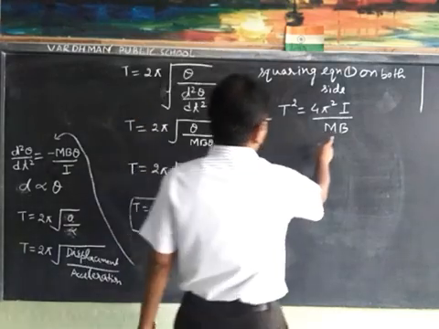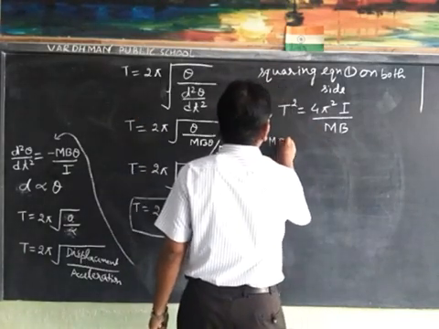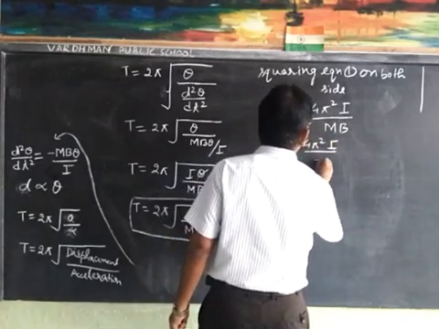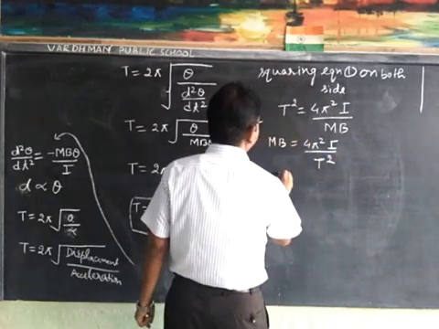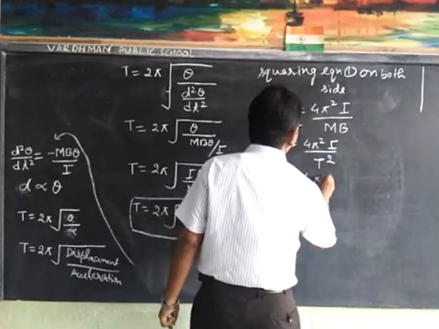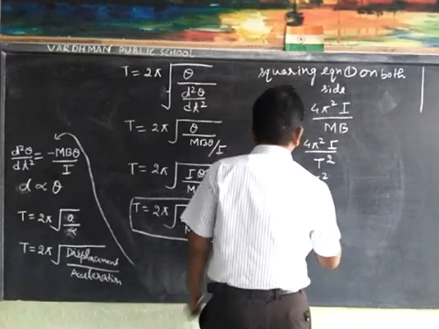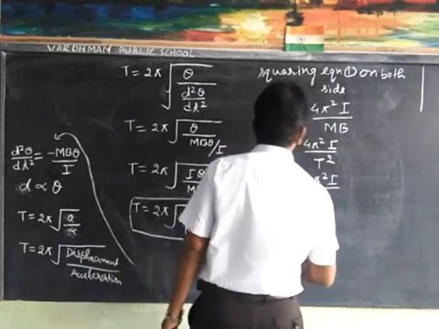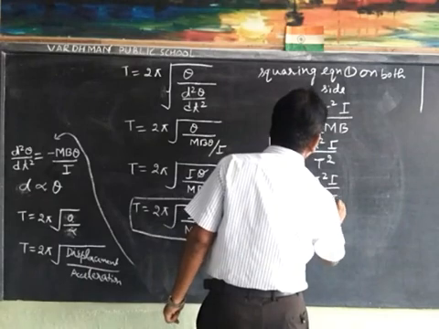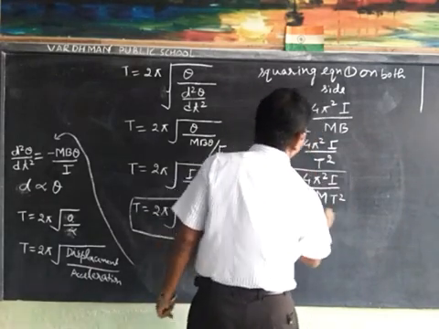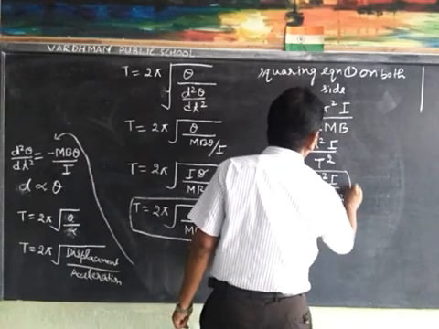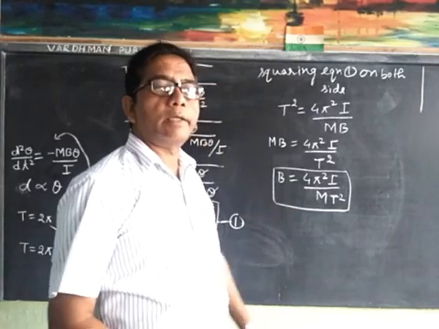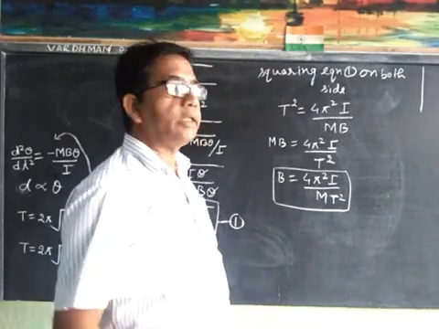Now mB is equal to 4 pi square I upon T square. Then B is equal to 4 pi square I upon m T square. This is the equation for the magnetic field.